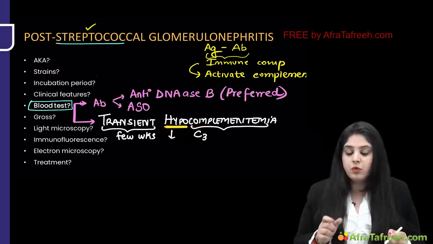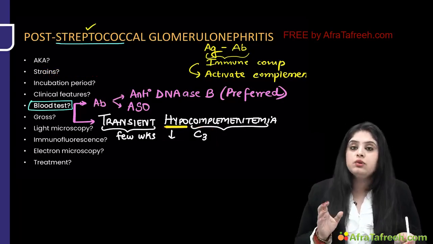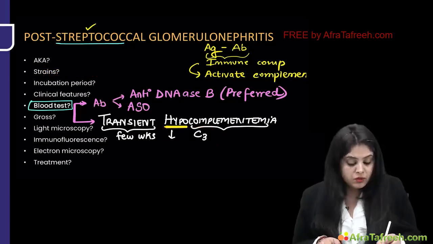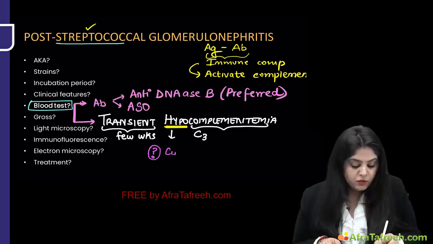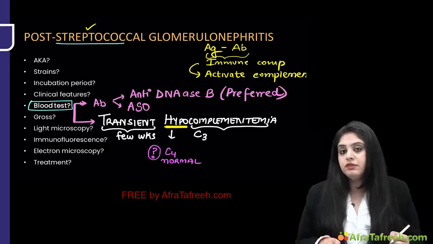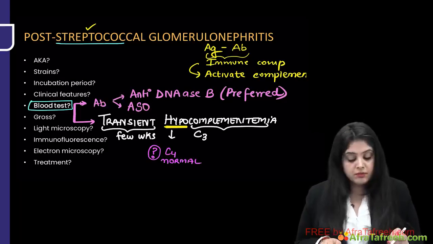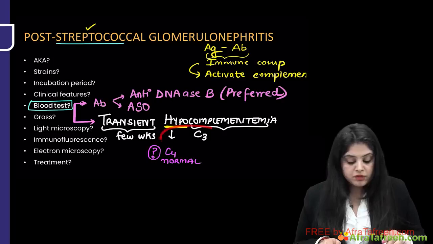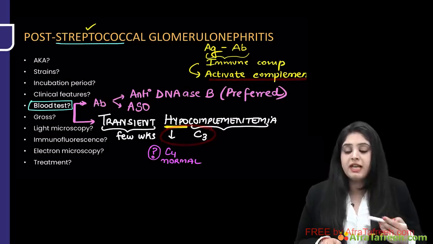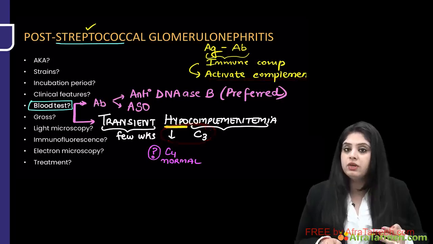Now, there's one extra edge point that I want to tell you. Although all the complement levels go down, but for reasons unknown, C4 levels tend to remain normal. Again, like I said, the exact reason for this is not known, but C4 levels tend to remain normal. Yes, the most important is that because so much of complement is being activated, the complement levels will go down.